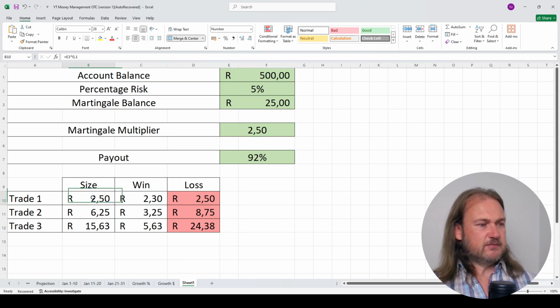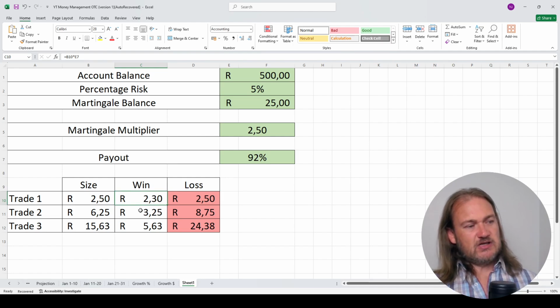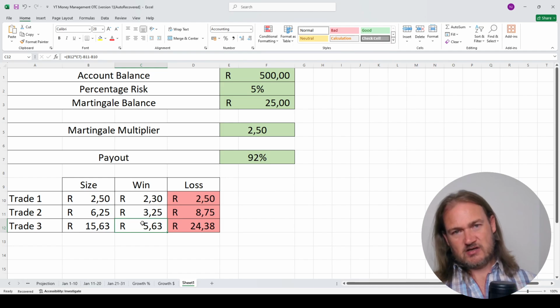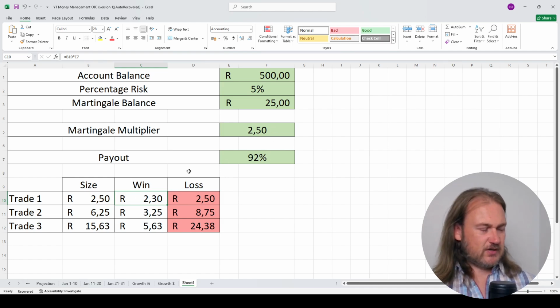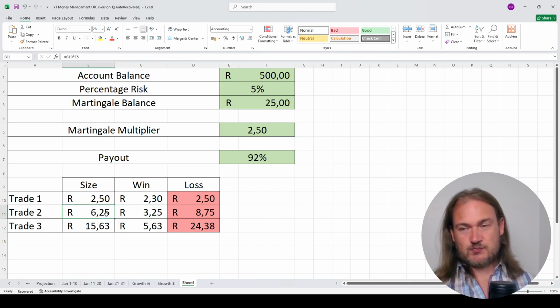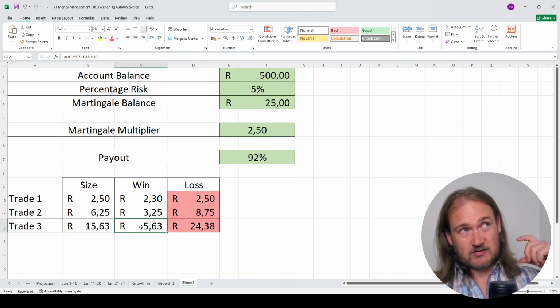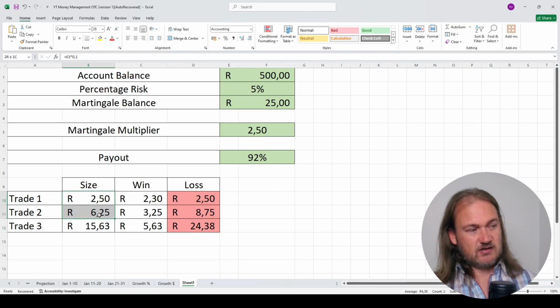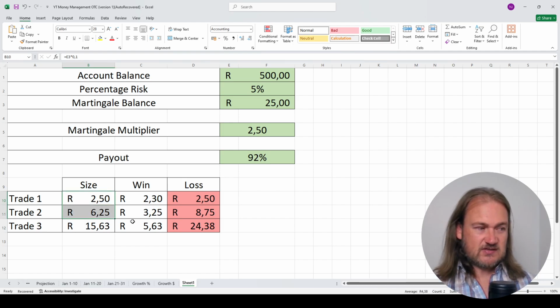Using 2.5, the reason I do 2.5 is that we get a little bit more back with each trade. Suppose this is calculated on a 92% payout. If I get my first trade right, I'm going to win $2.30. If I get my second trade right, I'm going to win $3.25. Remember, it's 92% of the 6.5, but I've already lost that $2.50, so that needs to be subtracted from this amount here. And the same reason for this. If I do win this trade, this is going to be my actual profit from the total Martingale trade, because I have to subtract those two amounts from my winnings, because that's been lost.